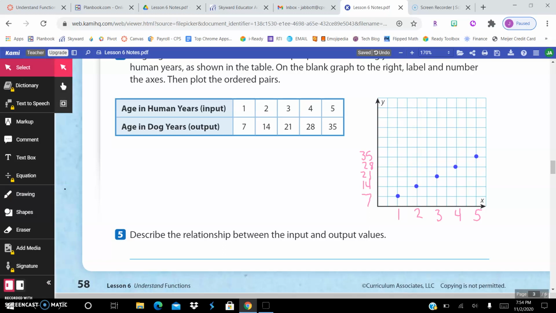Describe the relationship between the input and the output values. We could say that each input is multiplied by 7.